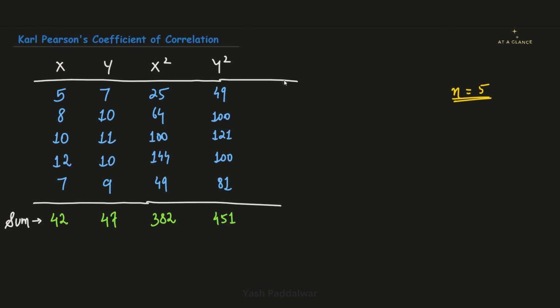And for finding out summation xy, first we'll have to find out the multiplication of x and y variables for each and every term.